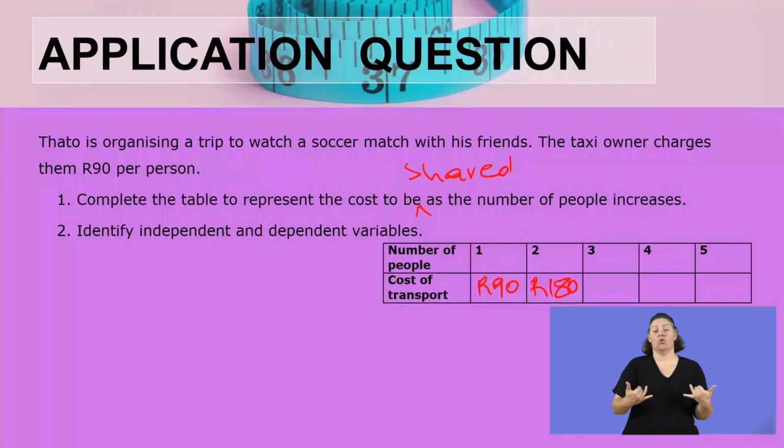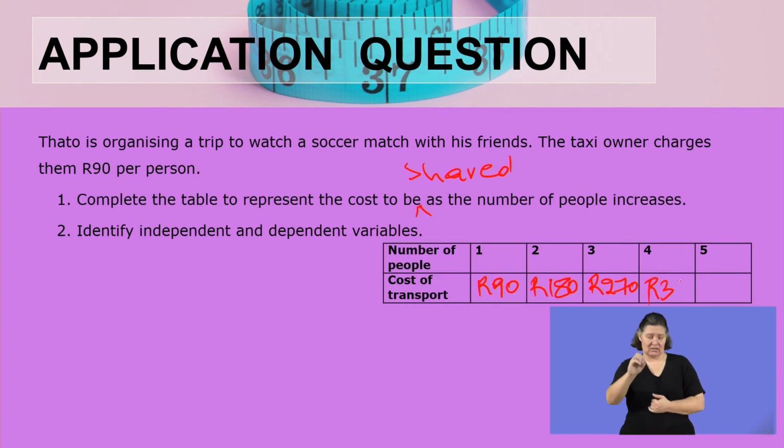Okay, let us continue. Now that 2 will pay 180, if they are 3, we simply add 90 rand. And when we add 90 rand, we have 270. If there are 4, we add 90 rand again. So as we add 90 rand, that becomes 360. And if there are 5, we add 90 rand again. And that becomes 450 rand. So we've answered the first question.